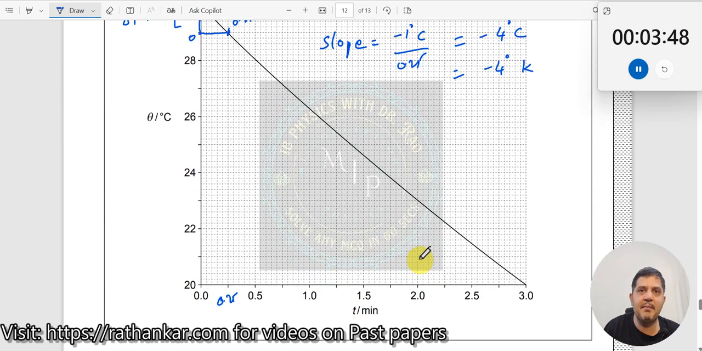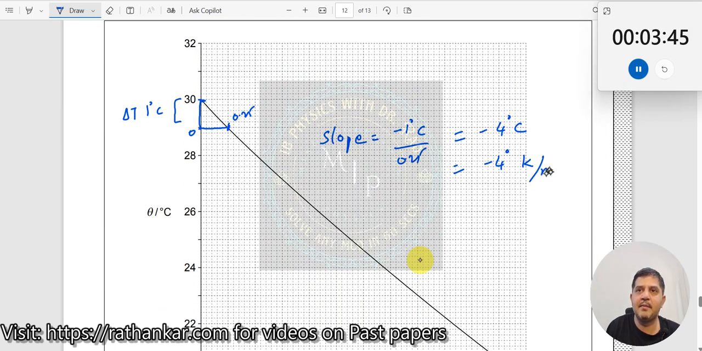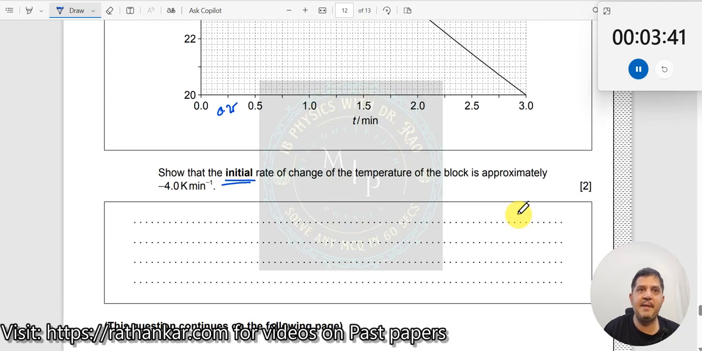But since it's delta T over here, delta T is also equal to minus 4 degree Kelvin, and what is this unit here? Per minute, minus 4 Kelvin per minute. What is being asked? 4 Kelvin per minute. Okay, so we have got this correctly. Now let us move on to the next question.